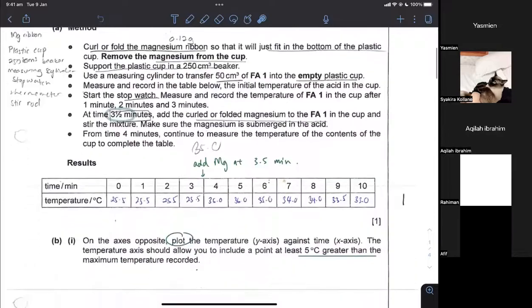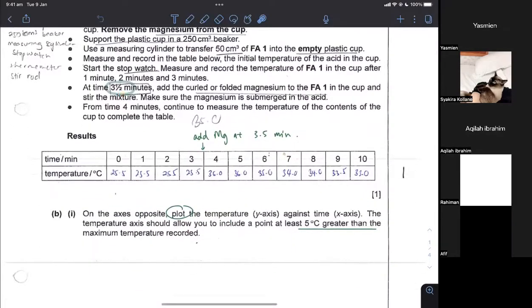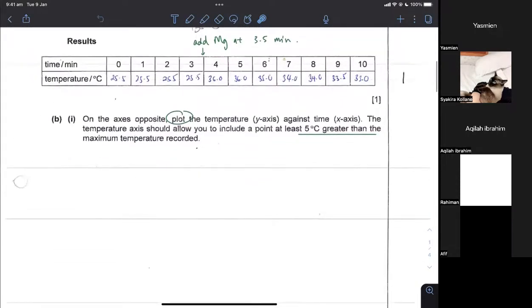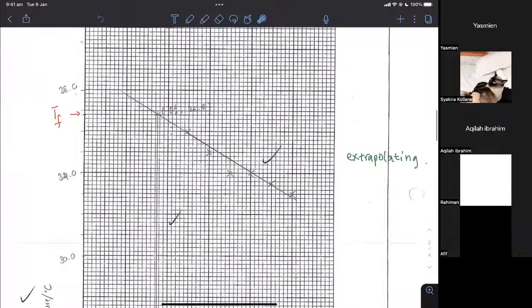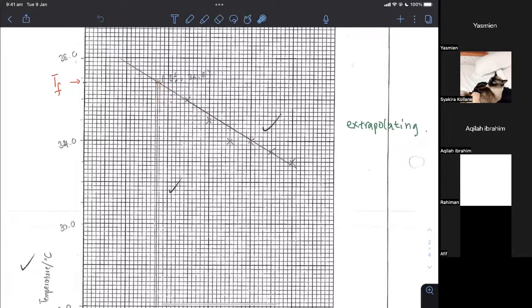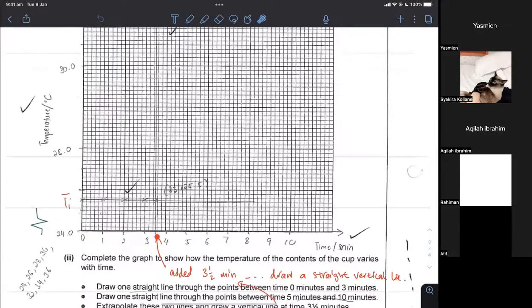You add the solid at 3.5 minutes, so you don't do the reading at 3.5 minutes, and you can see the temperature increases straight afterwards. Metal plus acid is an exothermic reaction. So as usual, make sure for your maximum temperature you leave some space. Usually they say 5, sometimes it's 10 degrees Celsius, because after some time the temperature will drop. Extrapolate: extra means you extend, polate, you extend the lines onto this point here. Why specifically do we draw a line at this point? Because this is where you add the solid at 3.5 minutes.